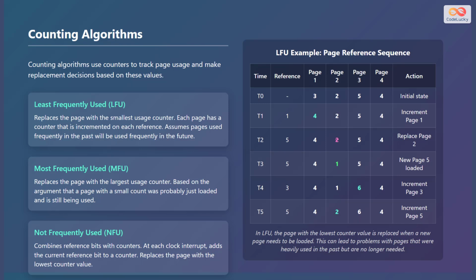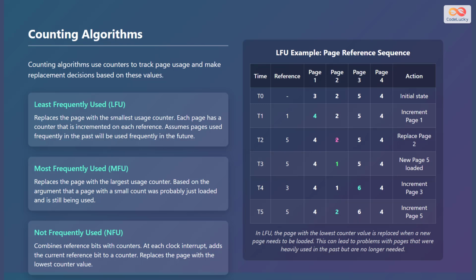The next algorithm is most frequently used, or MFU. This algorithm replaces the page with the largest usage counter. Its argument is that a page with a small count was probably just loaded and is still being used. And the final algorithm is not frequently used, or NFU. This algorithm combines reference bits with counters. At each clock interrupt, it adds the current reference bit to a counter and replaces the page with the lowest counter value. Let's look at an example.